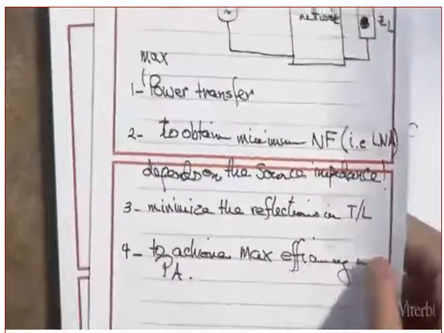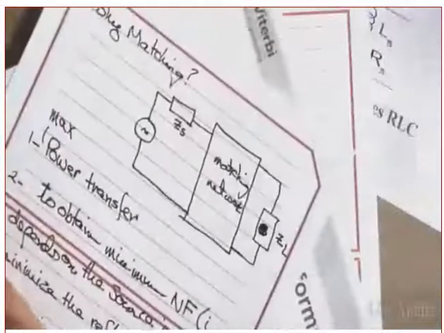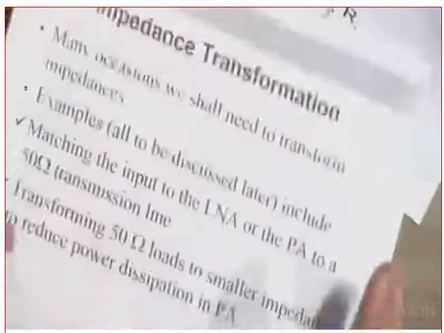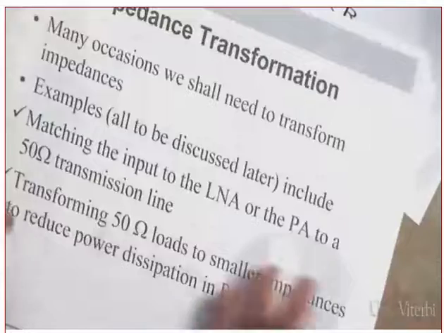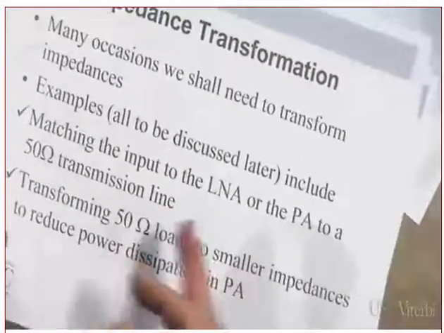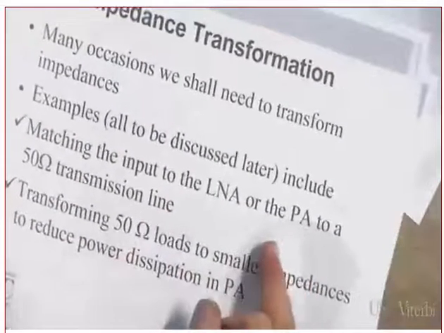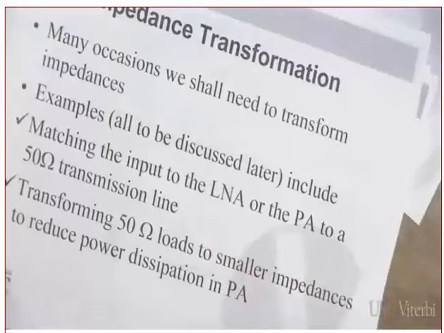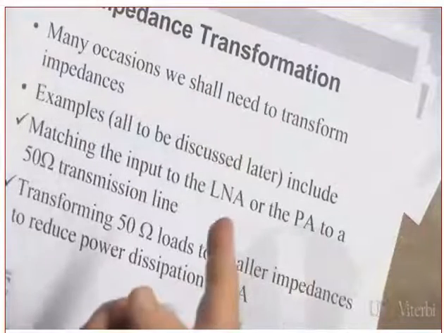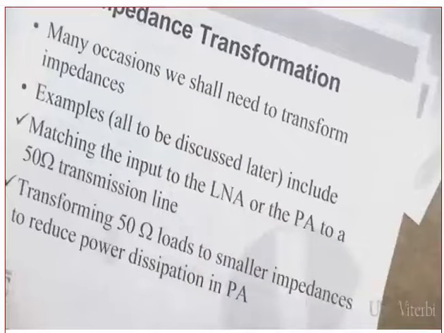Let's see if we can proceed from here. Did you get it or not? Okay, good. So impedance, again, as I told, we will discuss all of these: matching the input to the LNA or the power amplifier to the 50 ohm transmission line. The output of the power amplifier, when you connect it to the antenna, you need a transmission line. If there is a mismatch, what does it mean? There will be reflection, which means the power is not going to be radiated.